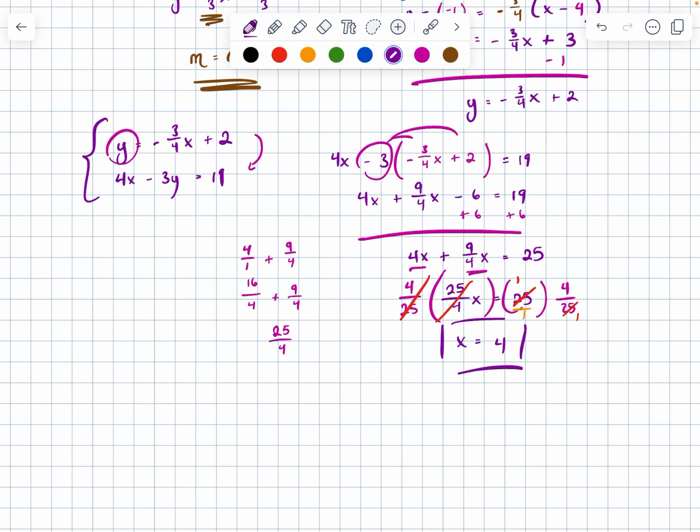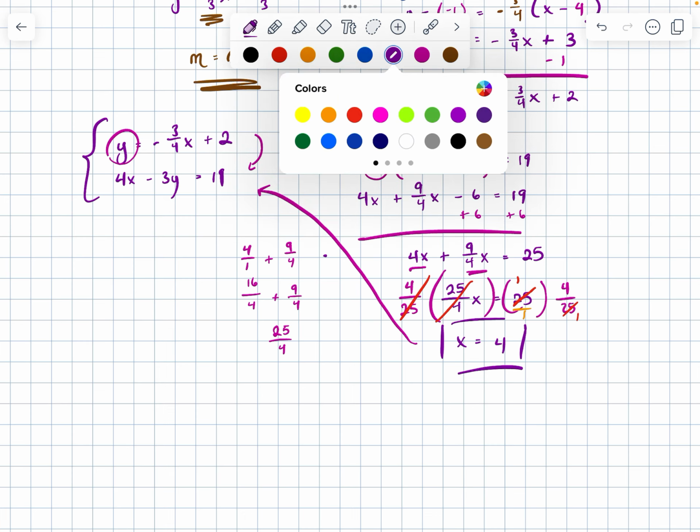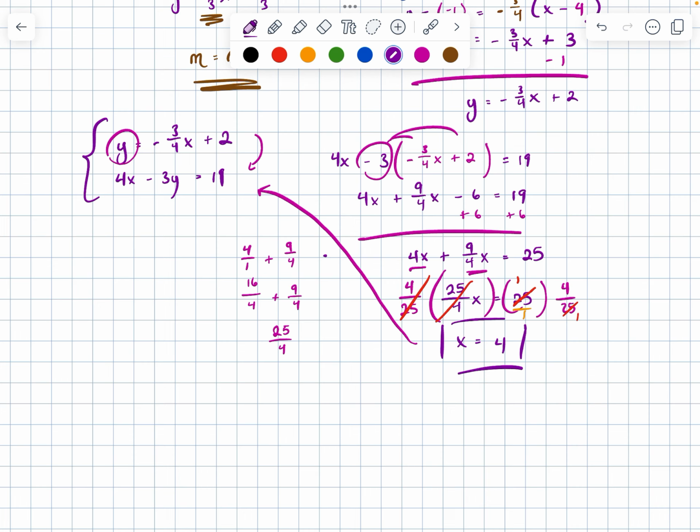And finally, 4x minus 3y equals 19. If I know that x is equal to 4, I'm going to do some substitution. I would say the wisest place to substitute is the equation on top. So I know here that y is equal to negative 3/4 x, which we've just found is 4, plus 2. Negative 3/4 times 4 is negative 3. Negative 3 plus 2 is negative 1. Therefore, y is equal to negative 1.